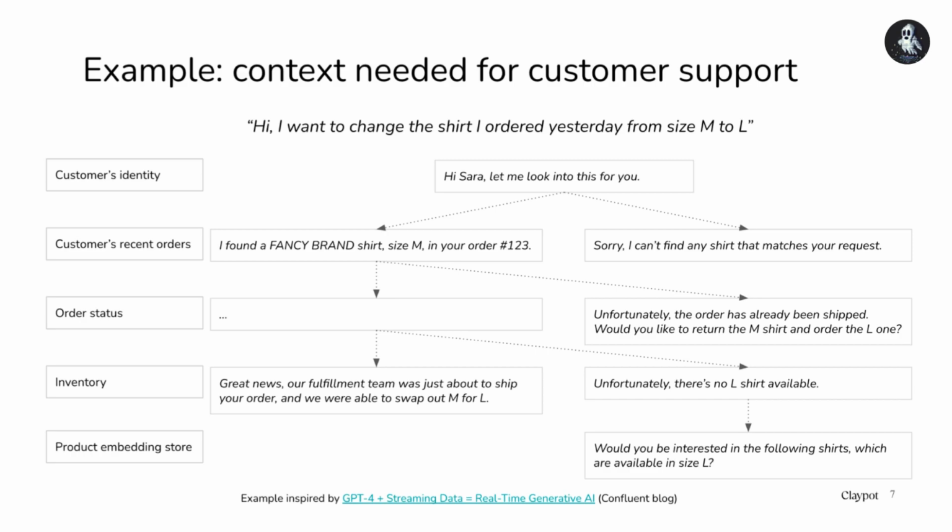I want to change what? I want to change the shirt from which size, from M to L. So these are the context I have. And in that way it shows me that I found a fancy brand shirt size M in your order. Or it can say, sorry, I can't find any shirt. Or it can go deeper and say, unfortunately, the order has already been shipped. Would you like to return the M shirt and order the L one again?